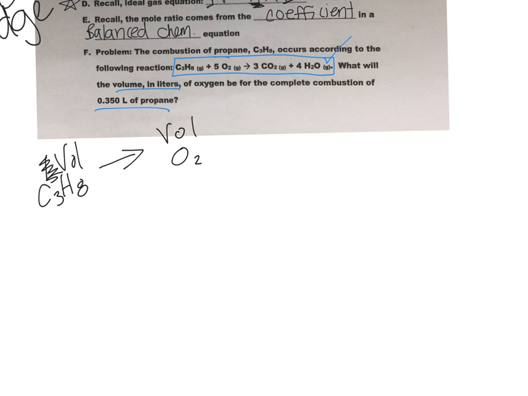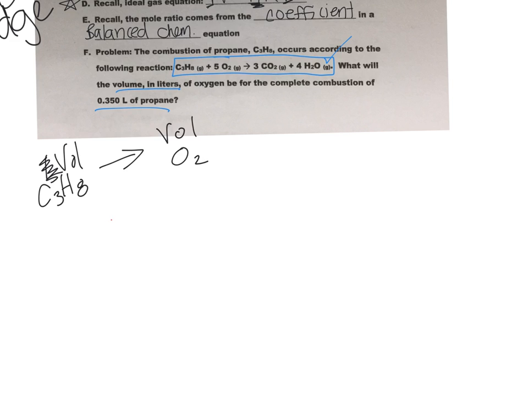All right. So this is a volume to volume. What that should tell you is it's a liter to liter. That's your mole bridge. This is the easiest one. This is like back in the day when you did a mole to mole calculation. It was just a one-stepper, okay? So let's go ahead and start solving it.